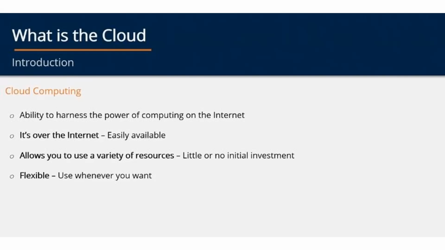It's over the internet, it's easily available. So in other words, we're doing everything with just a browser, as simple as that. That is what we mean by easily available. It allows you to use a variety of resources, with little or no initial investment. We will look at this scenario a little bit deeper in the coming slides, but more precisely, when new companies are getting started, they don't have to buy a lot of hardware or software, and the cloud will provide everything. So they're not investing too much in hardware or software, and as a result, their costs are low, and cloud computing is enabling that.